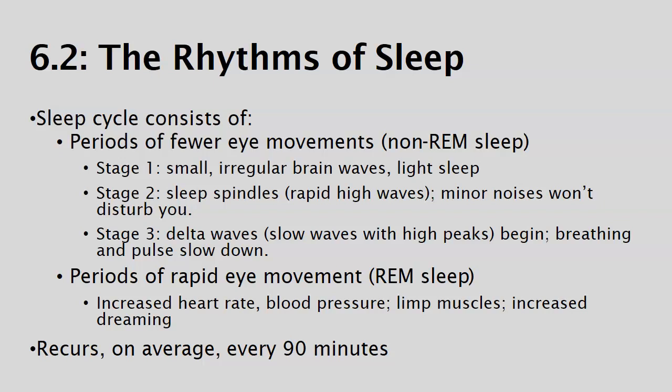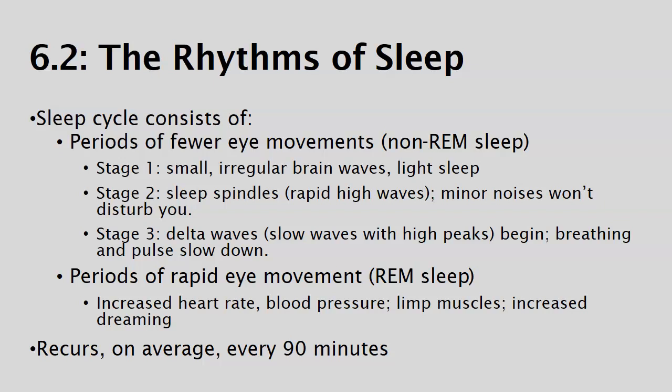What happens when we start to relax and drift off to sleep is we have an increase in alpha waves in our brain, and then we enter stage 1 sleep, which is small, irregular brain waves, and we're in a very light sleep so that if there was any noise or anyone touched us, we would instantly startle awake. Then we eventually move into stage 2 sleep, which involves sleep spindles, which are rapid high waves of brain activity, and minor noises like a door creaking open would not disturb you. So we start to get into deeper sleep.